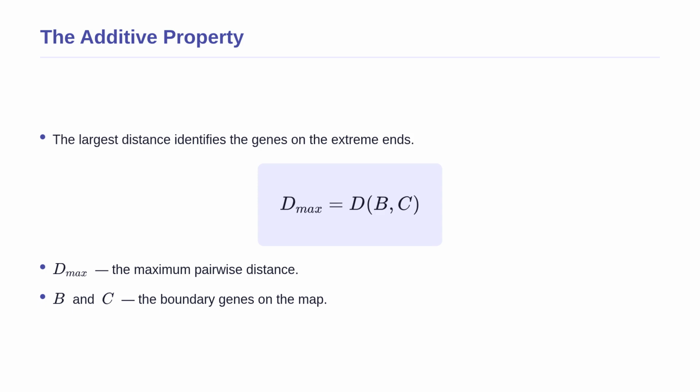Once we identify those 2 boundary genes, which we call B and C here, we know for a fact that the third, remaining gene must be located somewhere in the middle between them. If the physical distance between the outer genes increases, the map simply gets longer, but the logic of finding the boundaries first remains exactly the same.